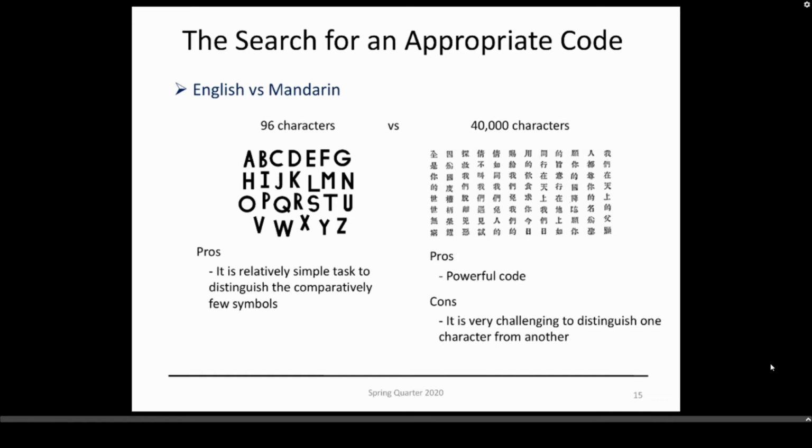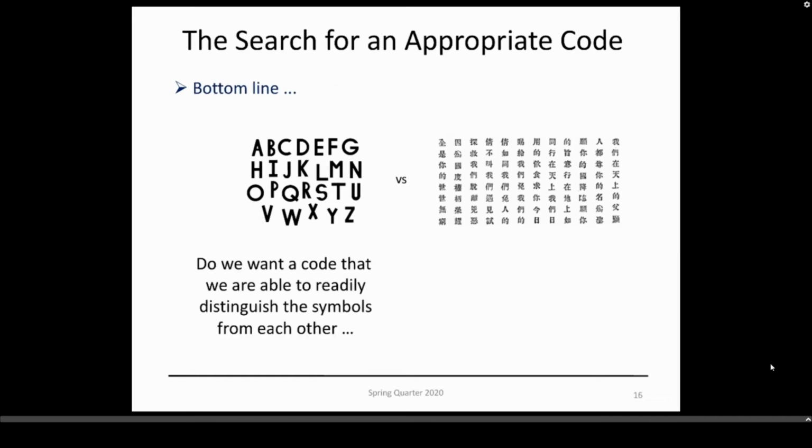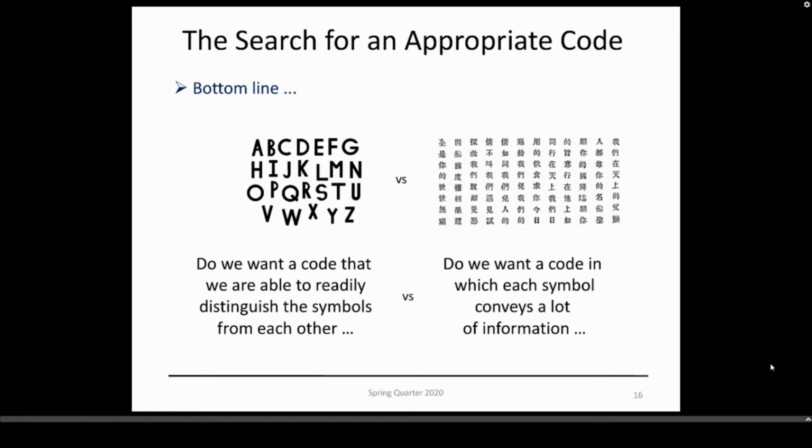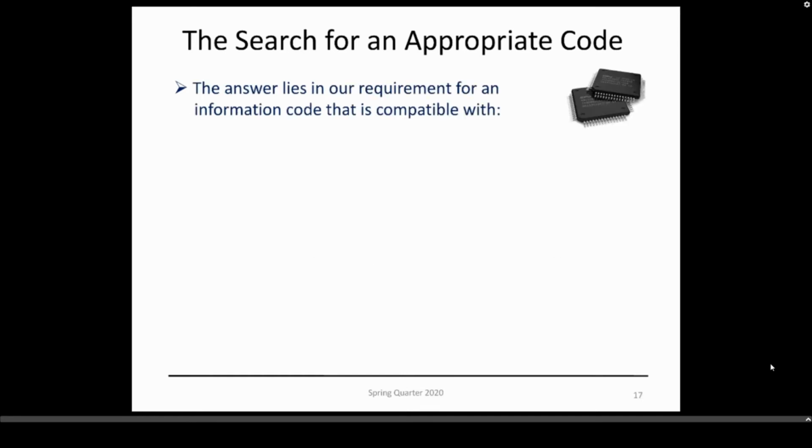On the other hand, I can encode a lot of information in just one symbol in Mandarin, whereas fewer characters convey less information in the English one. Bottom line, do I want a code with fewer symbols, or do I want a code that conveys a lot of information in each symbol? To answer this question, we need to set one more requirement.